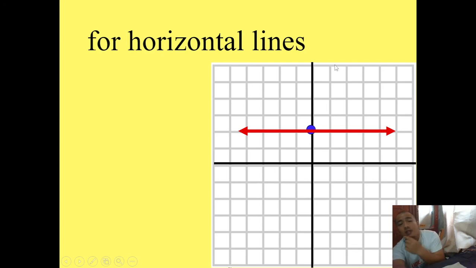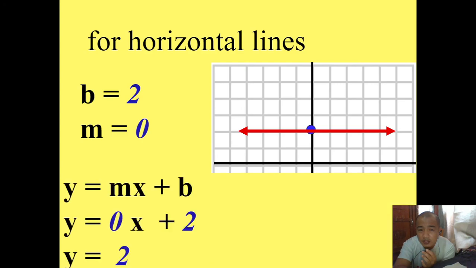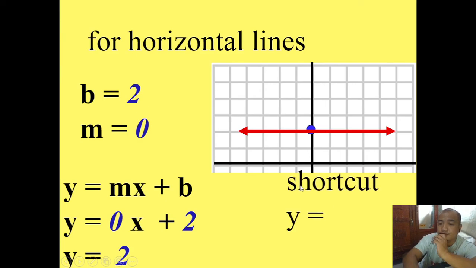How about for horizontal lines? B equals 2, that's the y-intercept. Slope is 0, therefore this is a horizontal line because horizontal lines have 0 slope. Again, you can substitute in the slope-intercept form of the equation of a line. Y equals mx plus b. So y equals 0x plus 2. Y equals 2. 0 times x is 0. So y equals 2. This is now the equation of the line. Y equals 2. Or a shortcut for horizontal lines, y equals the number.